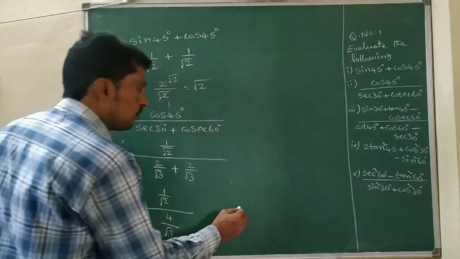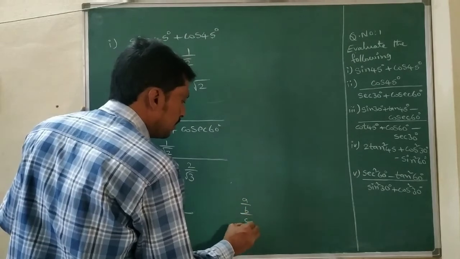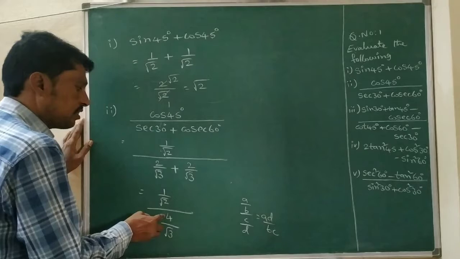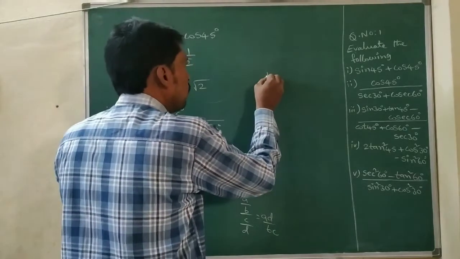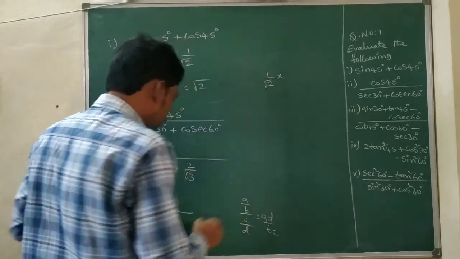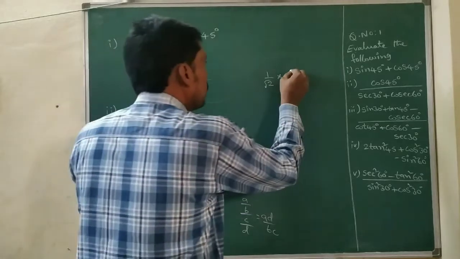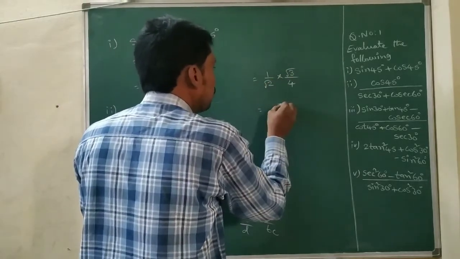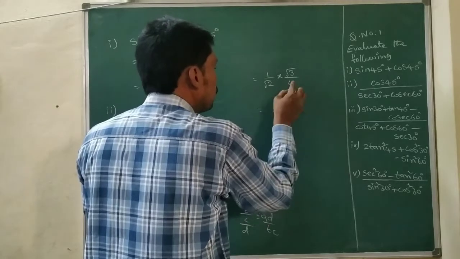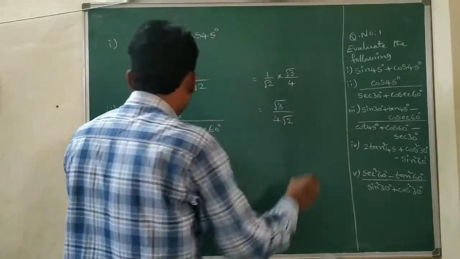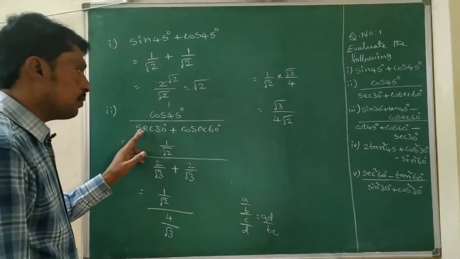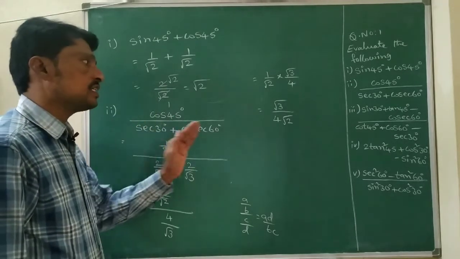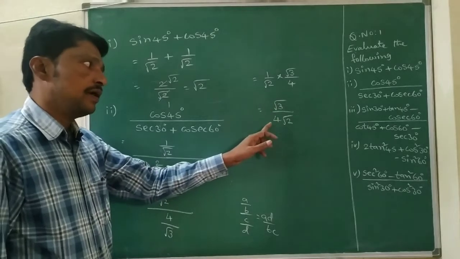Now it is in the form a by b by c by d, means we need to take ad by bc. This reciprocal we need to take, means 1 by root 2 into root 3 by 4. So that equals 1 into root 3 by root 2 into 4, that is 4 root 2. So cos 45 by sec 30 plus cosec 60 value we got here is root 3 by 4 root 2.